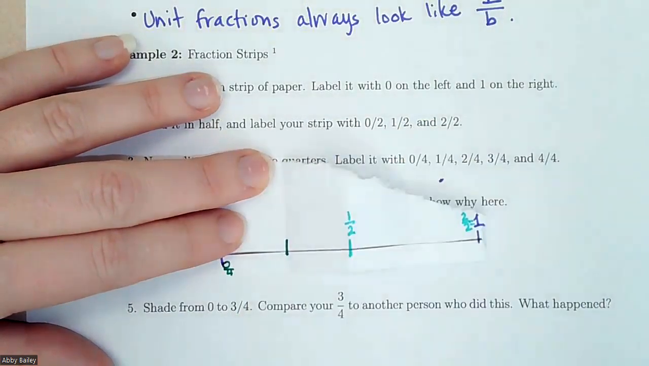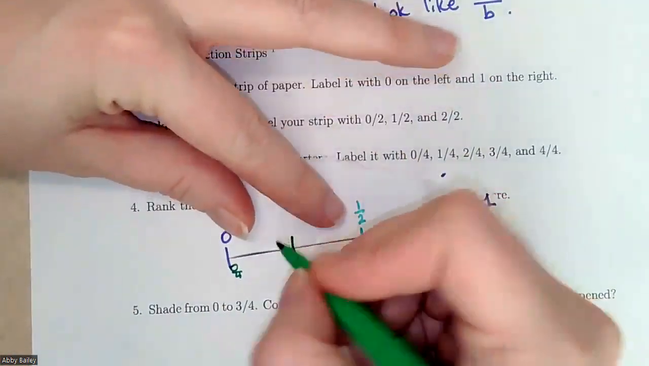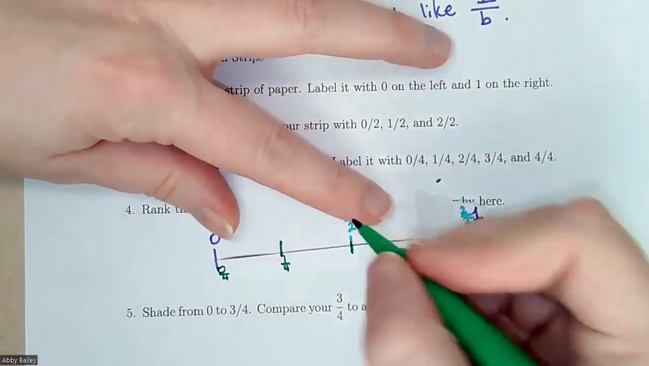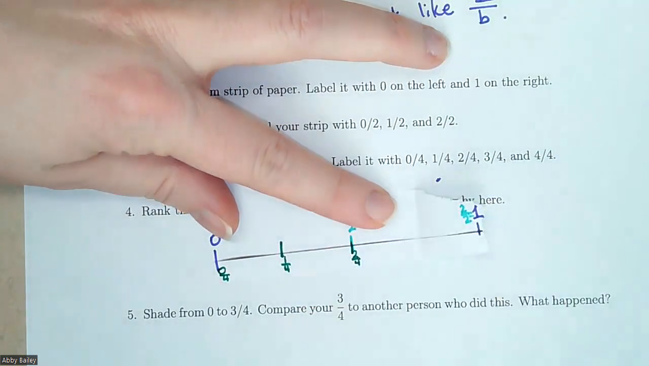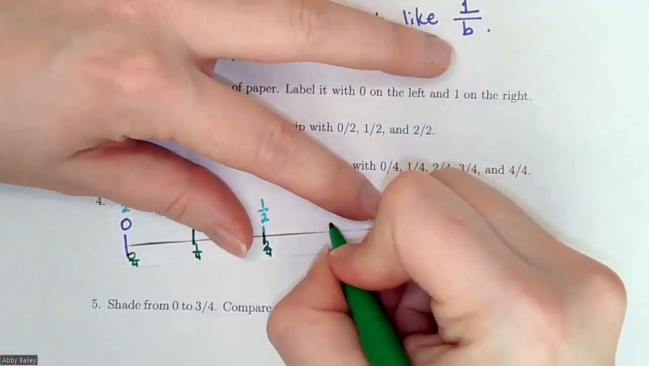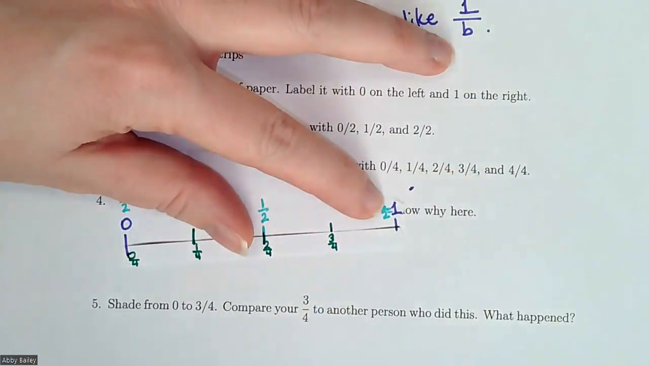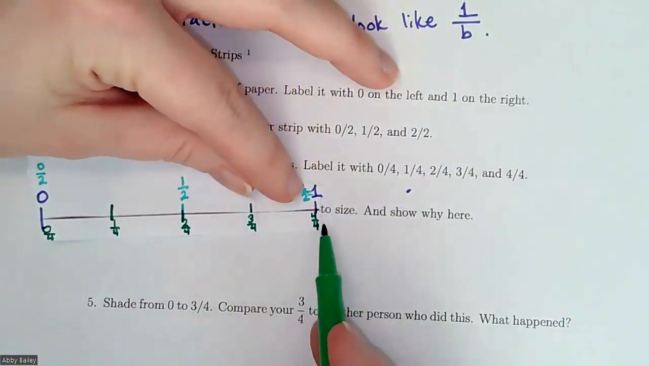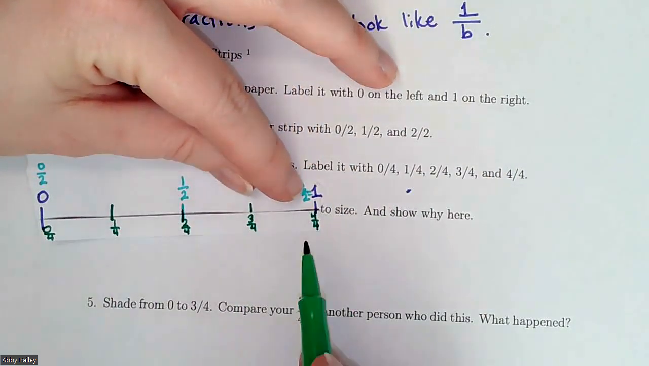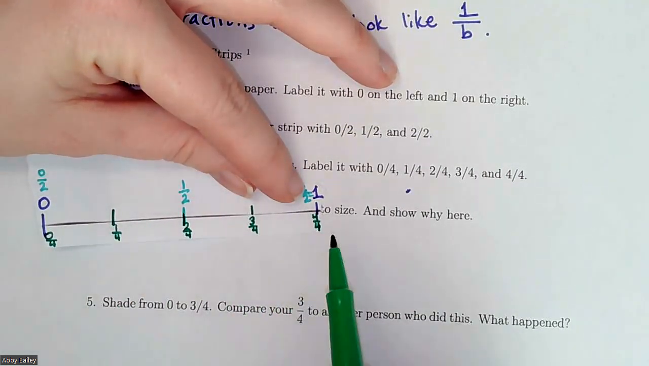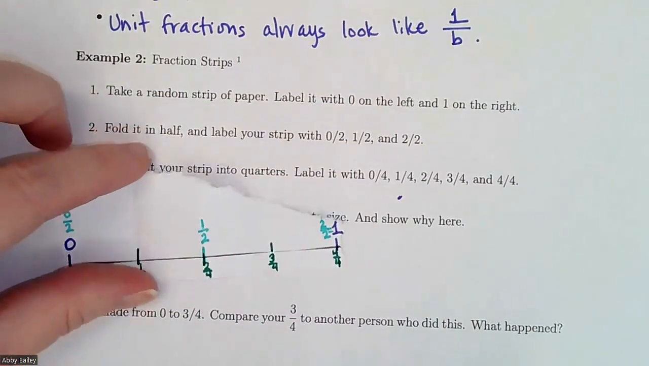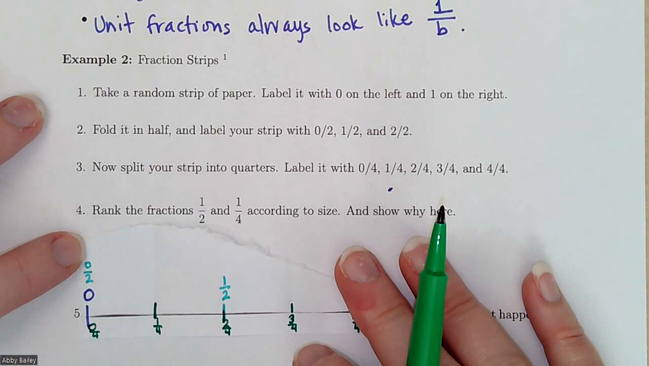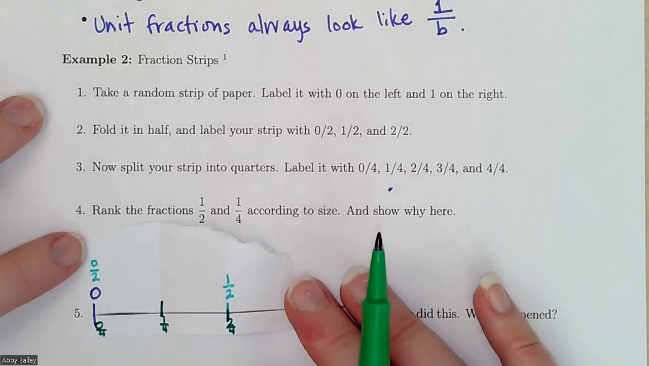I'm going to label this one, which was that first fold, 1 out of 4 lengths. This one would be 2 out of 4 lengths from 0. And this one would be 3 out of 4 lengths from 0. And this would be 4 out of 4 lengths from 0, giving us 1 unit away. 4 portions of this from 0 to 1 gives us all of those portions. So 1 whole unit away from 0. Rank the fractions 1/2 and 1/4 according to size.